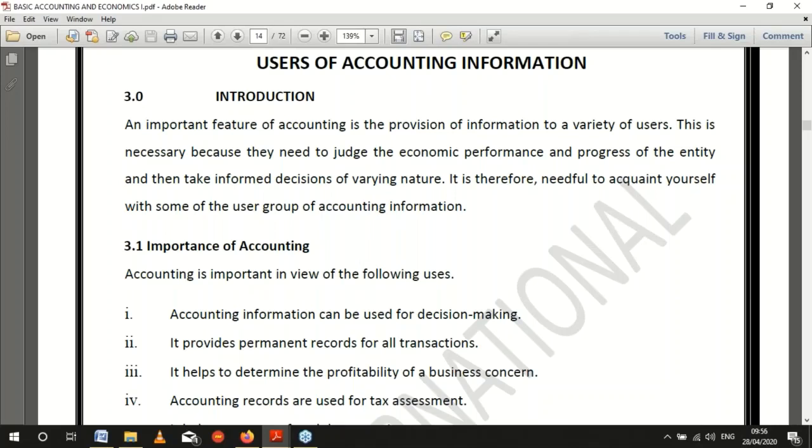Then we also look at number 7, which is objectivity. Accounting information must be objective. It must be specific as to items, facts, and where possible, the effects of reported facts. Now let's quickly look at the importance of accounting information. What is the importance of accounting information?